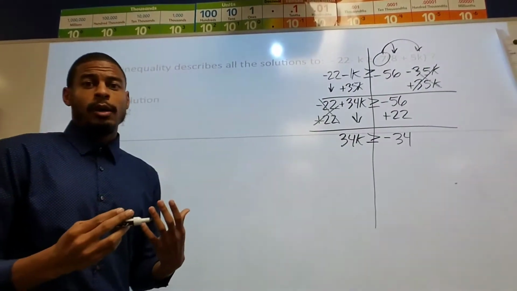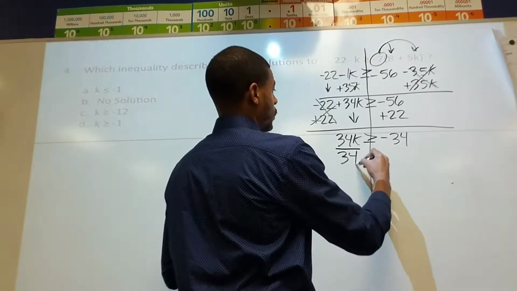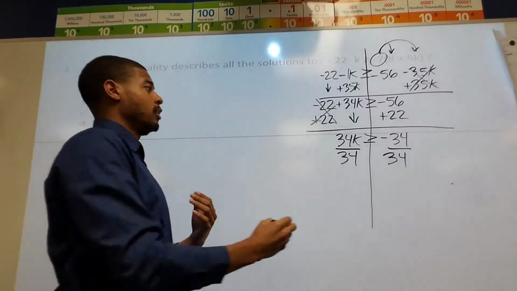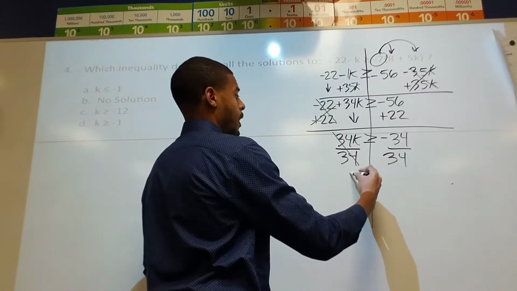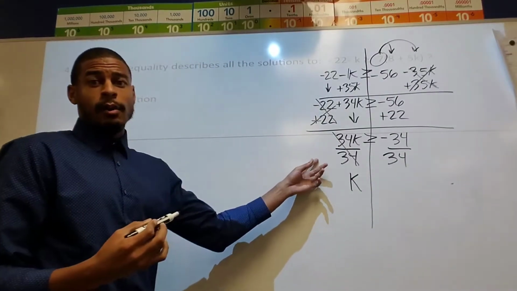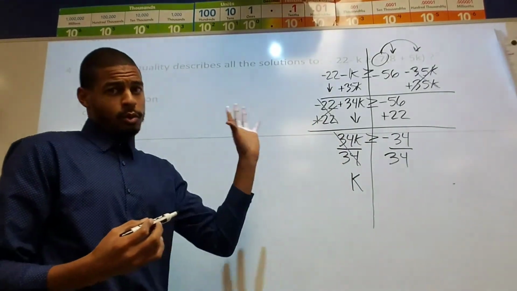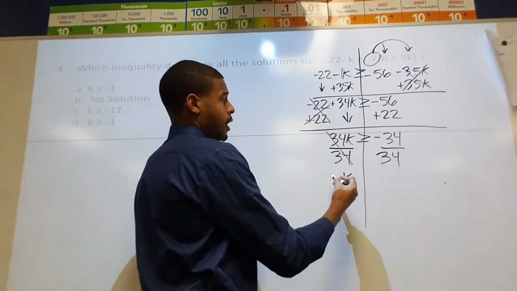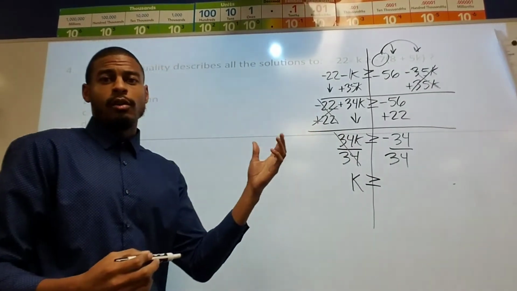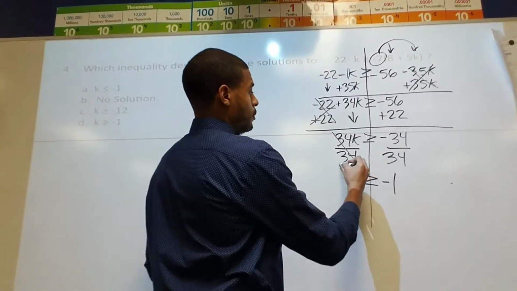In order to get the variable k by itself, we're going to divide by 34. And we're going to divide 34 on both sides. Now the 34's cancel out, and I have k by itself. Since I divided by a positive number, the inequality sign does not flip. So it's going to stay the same. So it's going to be k is greater than or equal to negative 34 divided by 34, which is negative 1.